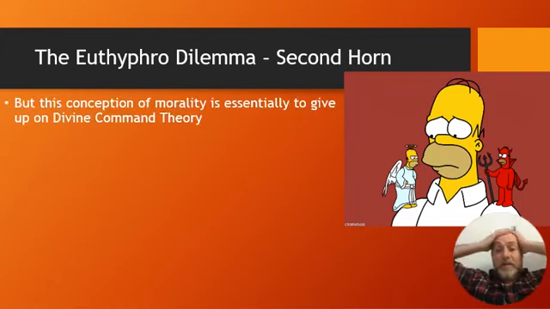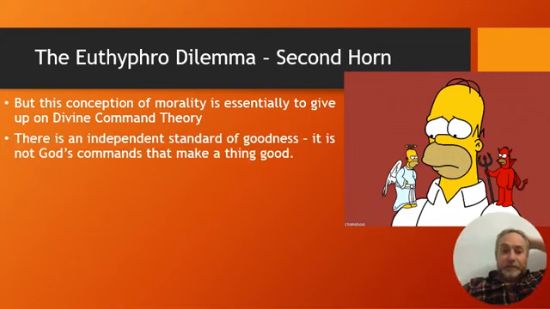The only problem with the second horn is it isn't divine command theory. It admits that there's an independent standard of goodness, and it's not God's commands that make the thing good. Instead, it's God looking at a thing saying, oh, that's good, I'll command that people do that.